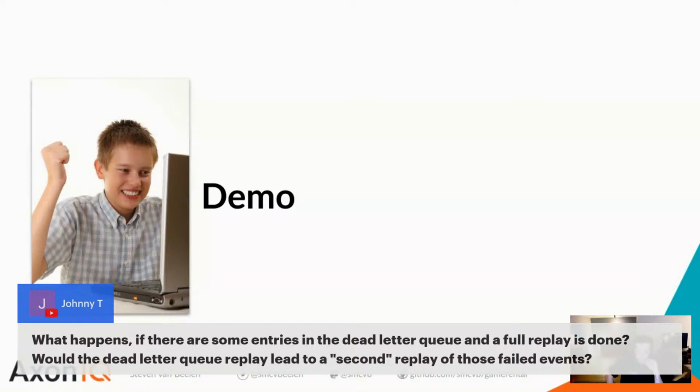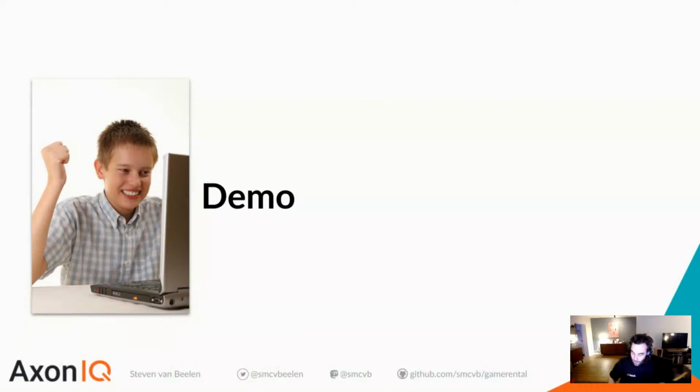What happens if there are some entries in the dead letter queue and the full replay is done? Would the dead letter queue replay lead to a second replay? This is also a very nice question, actually. This is configurable. The dead lettering processing group is actually the bit that would invoke the rehandling of your events, but it's also the bit that deduces whether it should be able to replay, yes or no. By default, I'm not 100% sure what it does by default, but this is the right moment to actually move to code. So I can show that right away.